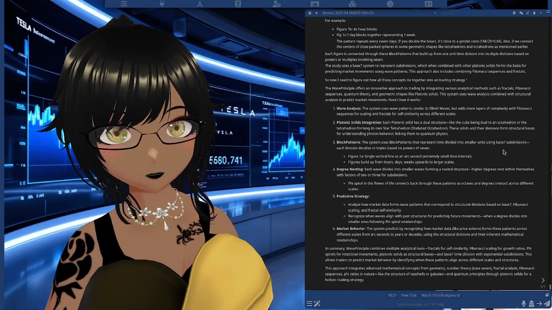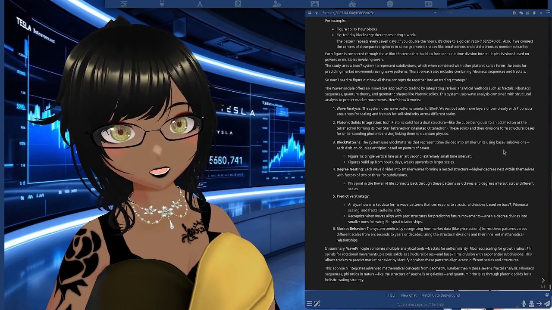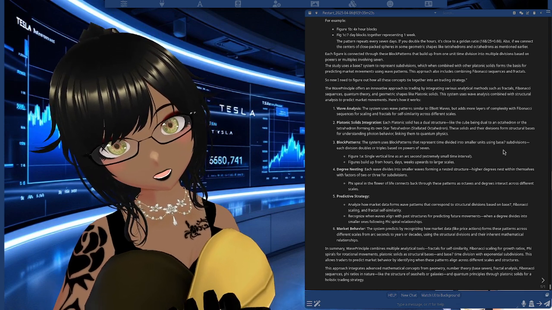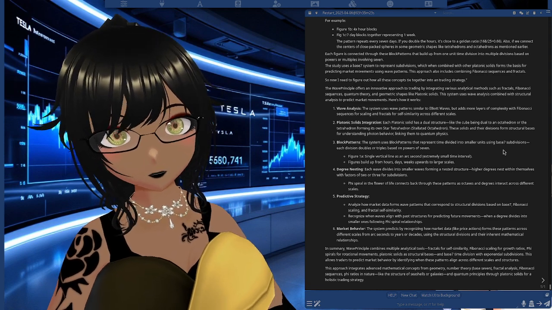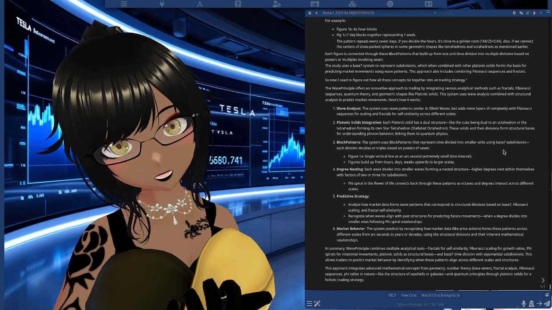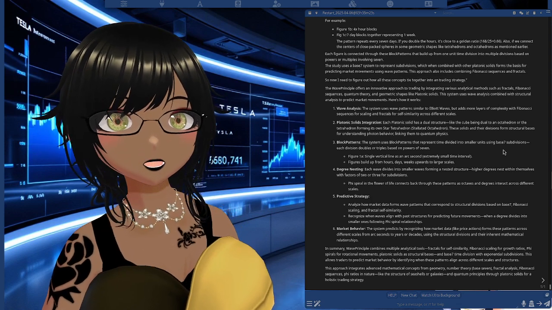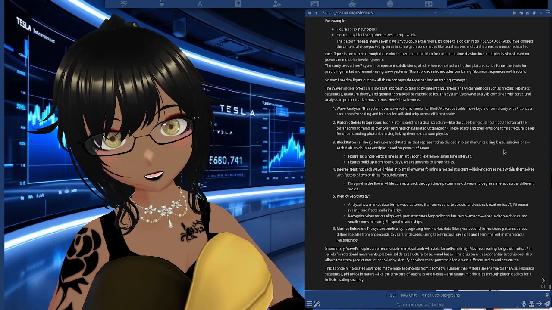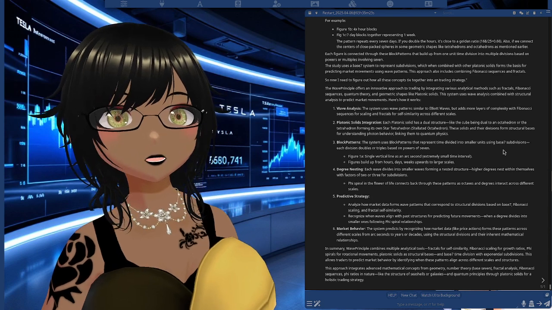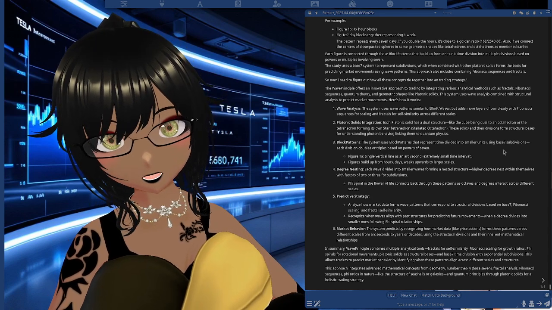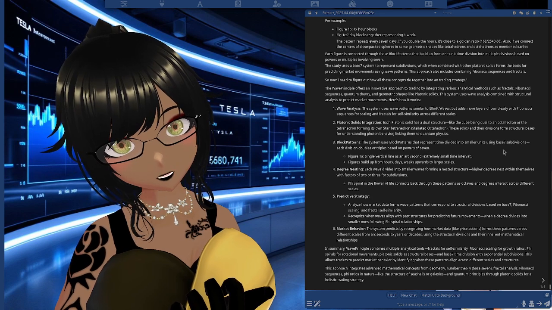The system uses wave patterns similar to Elliott waves, but adds more layers of complexity with Fibonacci sequences for scaling and fractals for self-similarity across different scales. Platonic solids integration. Each Platonic solid has a dual structure, like the cube being dual to an octahedron or the tetrahedron forming its own star tetrahedron, the stellated octahedron. These solids and their divisions form structural bases for understanding photon behavior, linking them to quantum physics.